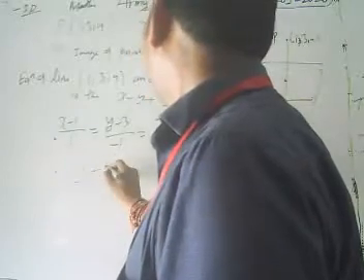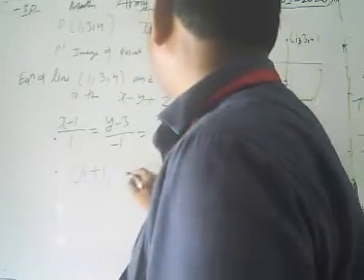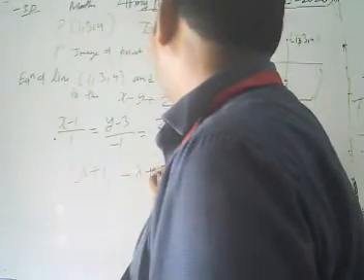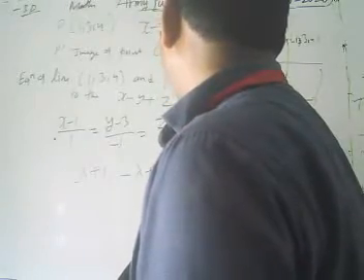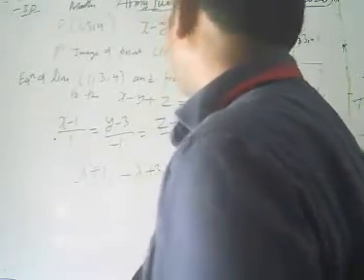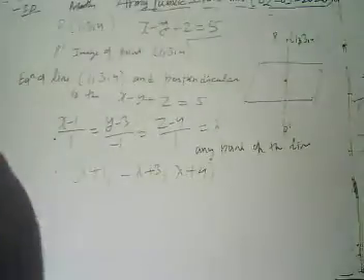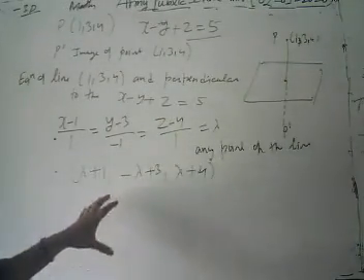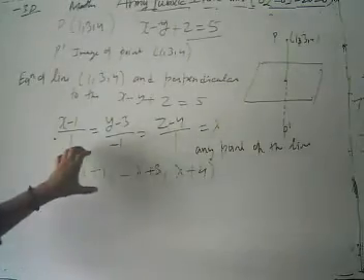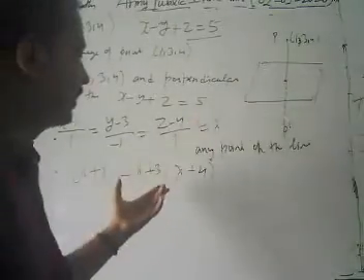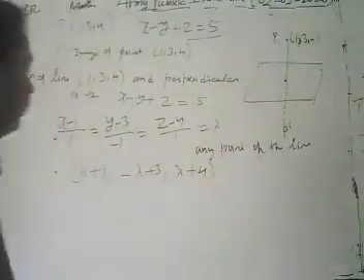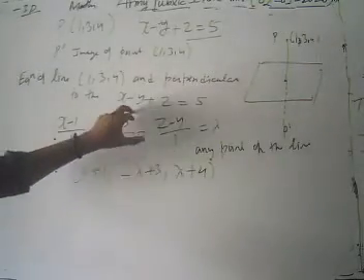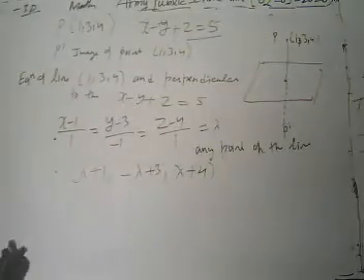Lambda plus 1, then minus lambda plus 3, then lambda plus 4. Now after getting the equation of the line, we have to find our general point on the line. If this point lies on this line, then it must satisfy it. Then we are going to put these values where? In the equation of the plane.